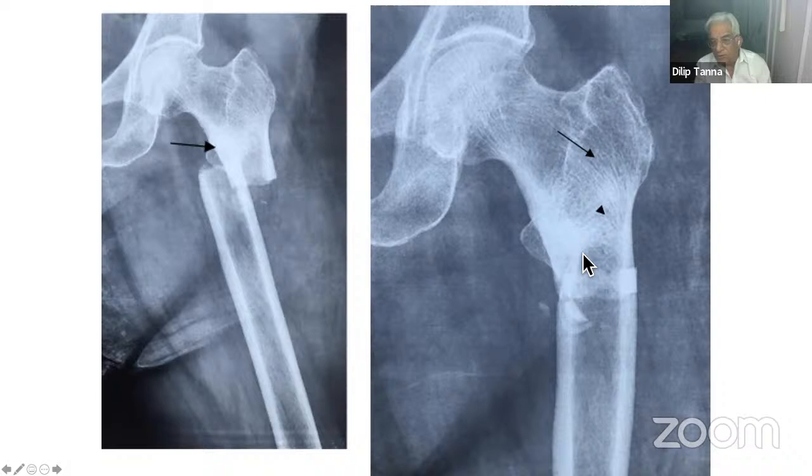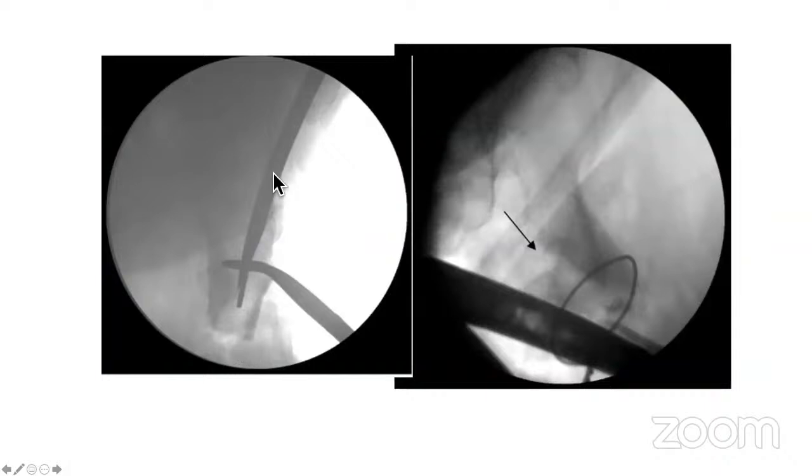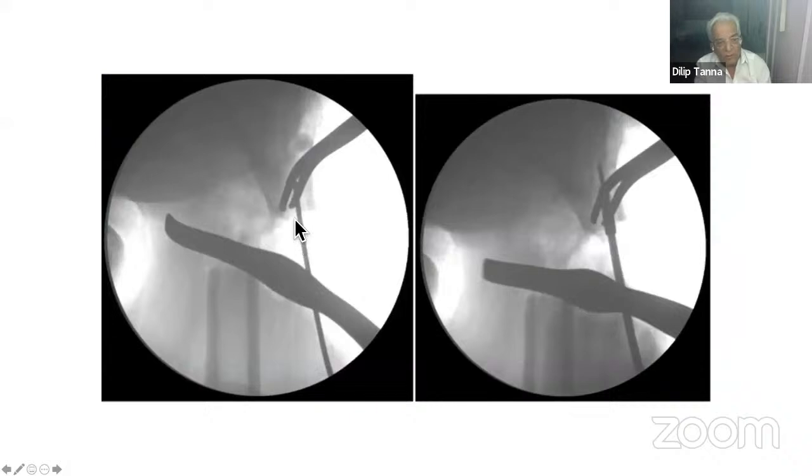So I started this operation. I wasn't aware of this. You can see this is a bone density. I started this and I couldn't pass my reamer. So this is very thick bone here. This has also been recorded in alendronate fractures or alendronate pathology. I started the reamer, and I couldn't enter there. So ultimately, from lower down, I went in and reamed it out.